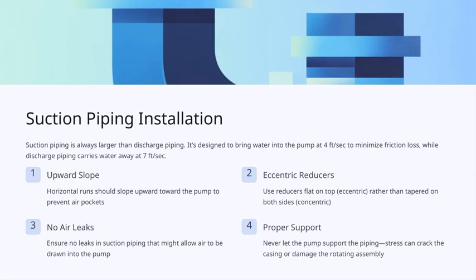It's also vital to make sure there are no air leaks in the suction piping. Any leaks can draw air into the system, which can cause cavitation and damage the pump, so tight, secure connections are essential. Finally, support your piping properly. Never rely on the pump to hold the piping up. Unsupported piping can stress the pump casing or damage the rotating parts, leading to costly repairs. Proper support ensures the longevity and reliable operation of your system.